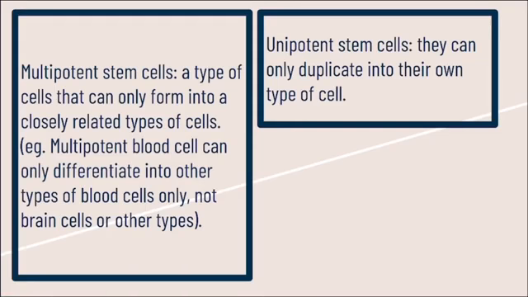Multipotent stem cells. A type of cell that can only form closely related types of cells. For example, a multipotent blood cell can only differentiate into other types of blood cells, not brain cells or other types. Unipotent stem cells. They can only duplicate into their own type of cell.